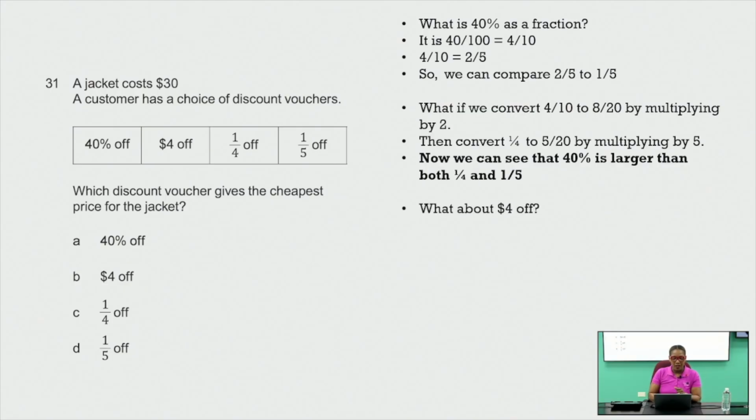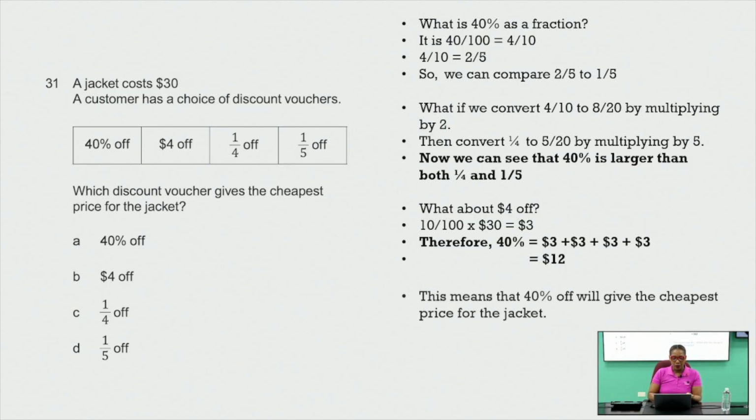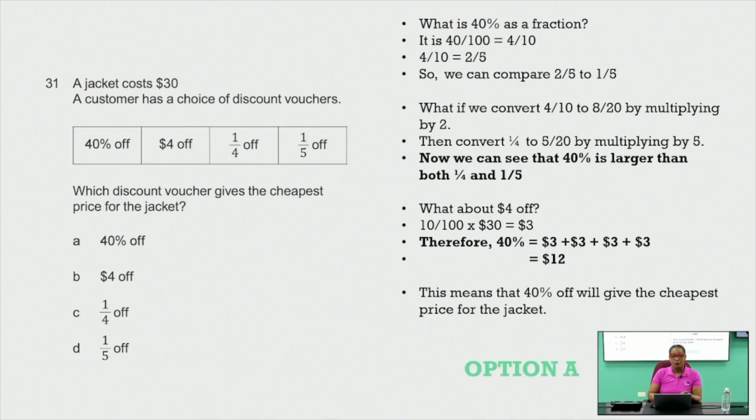So the best option there would be A. So I've given you several ways in which you can look at it, and that would be $12 for your 40. I said 13, but I was pretty close. $12 is your 40% off the $30 jacket, which would be the best option if you were to take one of those vouchers as your discount voucher.